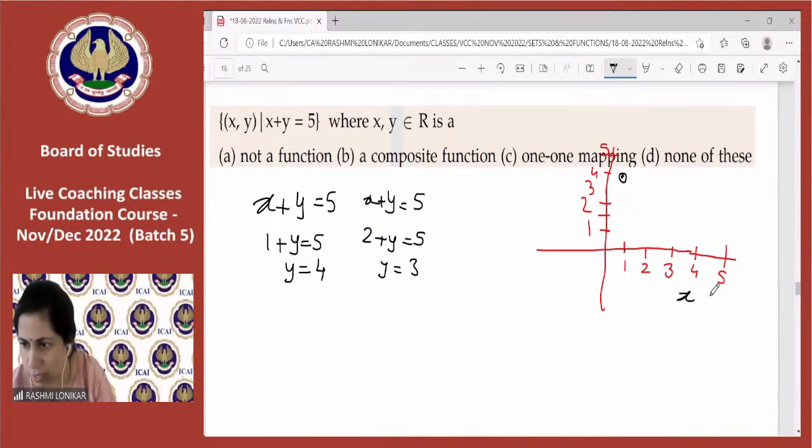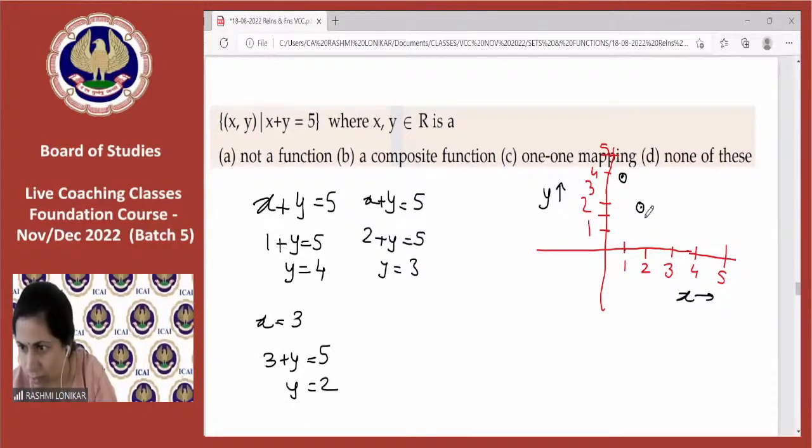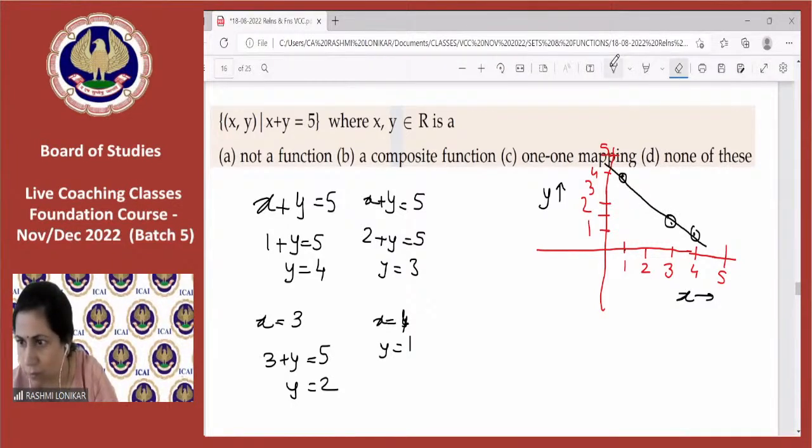Because this is the x-axis and this is the y-axis, I hope everybody knows that. So when x is 2, the value of y is 3. Now what will happen when x is 3? x is equal to 3 means 3 plus y is equal to 5, so y is equal to 2. When x is 4, y will be equal to 1. So as you can see, this is a straight line. This point has not come out well, but if we have a good graph paper, then I can see this.